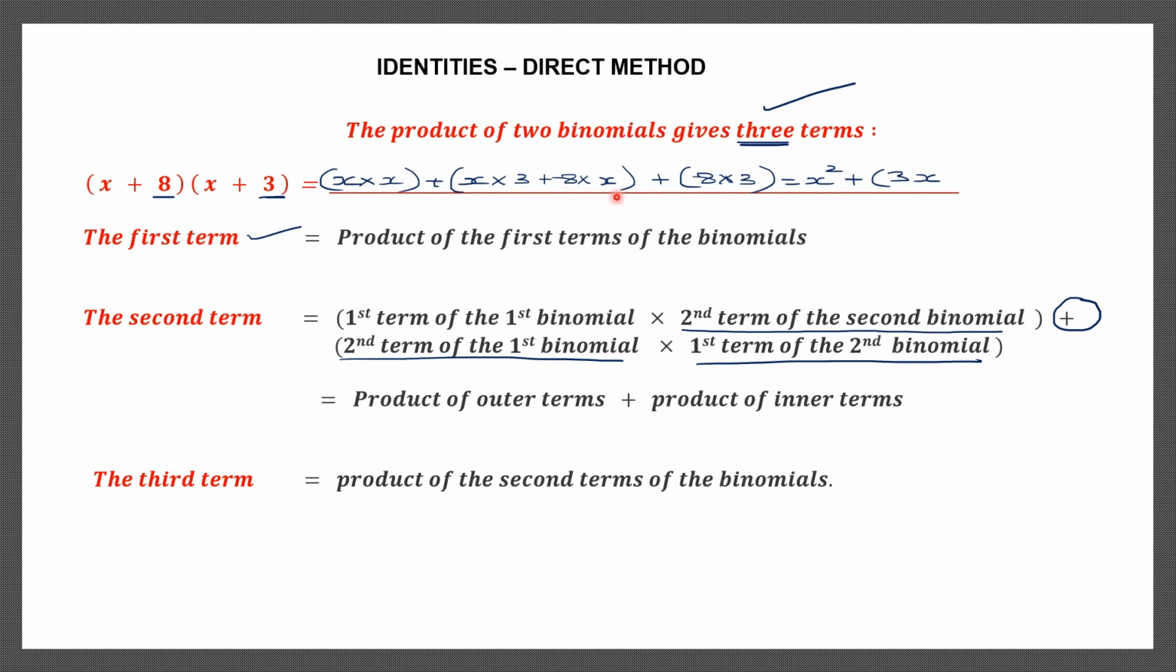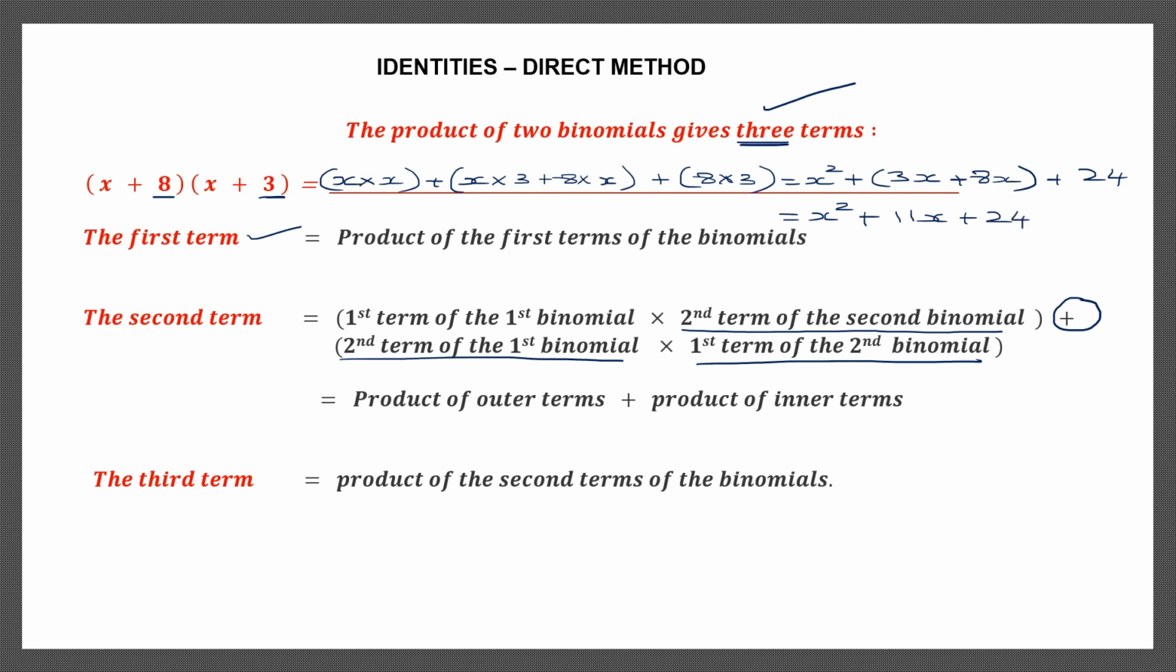8 into x is 8x. So 3x plus 8x. And then what is the next one? The next one is plus 8 into 3. How much is 8 into 3? 24. So that is plus 24. So let's write a final answer. x squared plus 3x plus 8x is 11x plus 24.